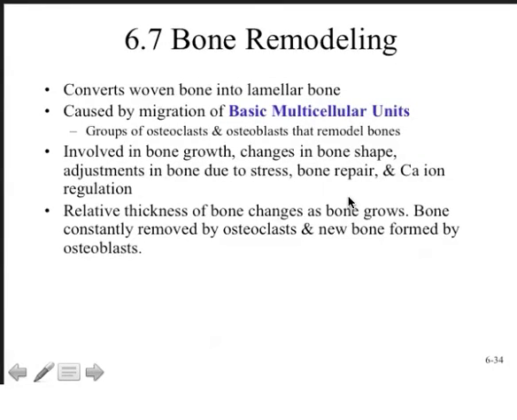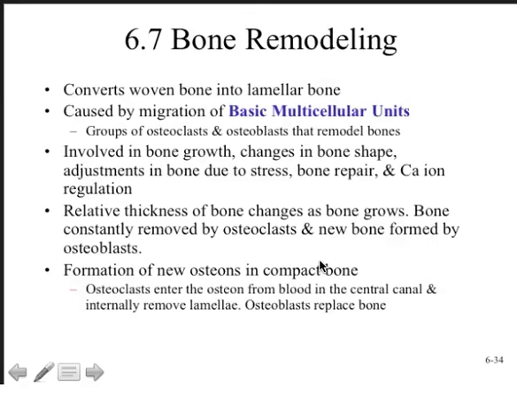As an example, increased osteoclast activity has the effect of raising blood calcium, while increased osteoblast activity has the effect of reducing it. And remember that calcium is critical not just for mineralizing bone, but it's also important in blood clotting, in muscle contraction, and in nerve transmission, just to name a few. The relative thickness of bone changes as the bone grows. The bone is constantly removed by osteoclasts, and new bone is formed by osteoblasts. And the formation of new osteons in the compact bone will essentially produce changes in the bone structure.